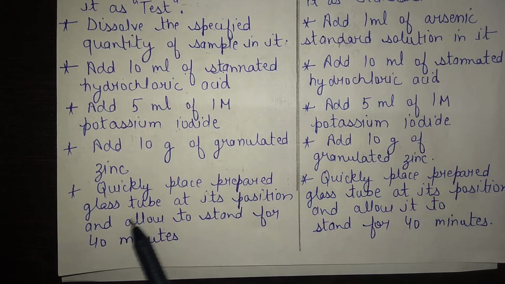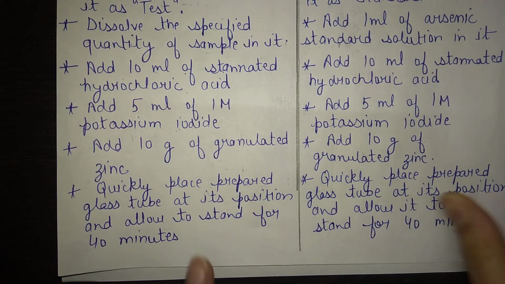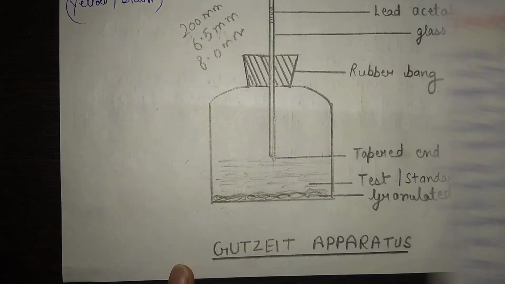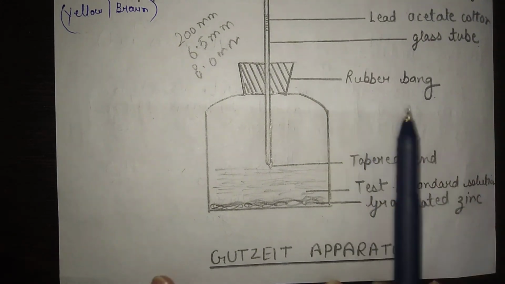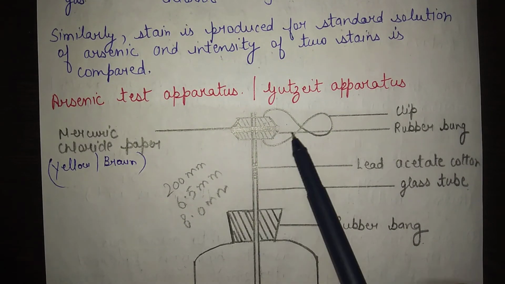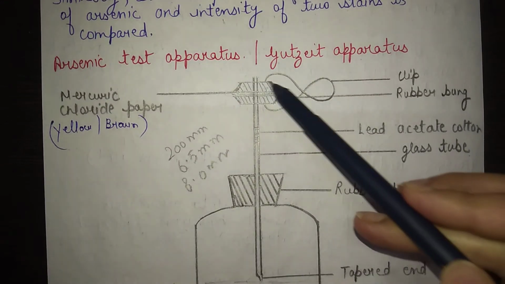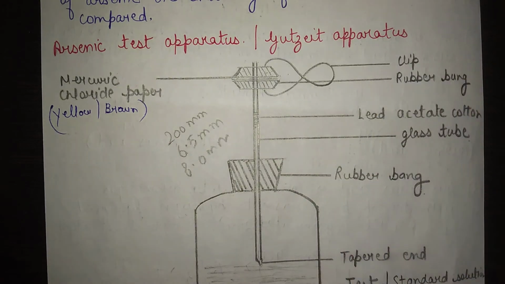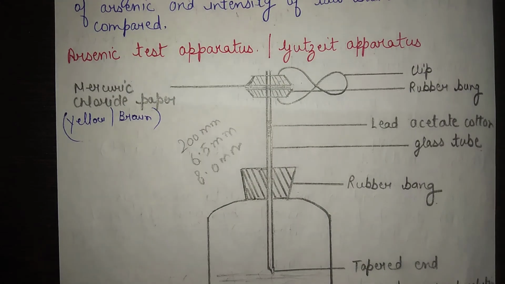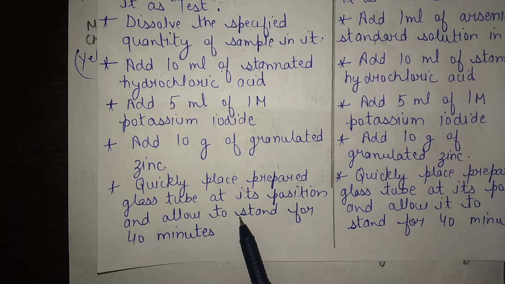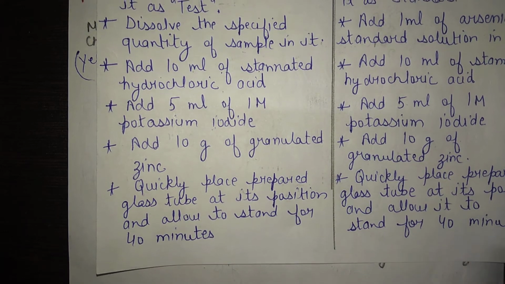Quickly place the prepared glass tube at its position and allow it to stand for 40 minutes. So here, after performing all these steps, we will place our prepared glass tube. Prepared glass tube means the glass tube which contains the lead acetate cotton as well as the mercury chloride paper fixed on it. We will place this through the rubber bung, and finally our apparatus will be complete. Then we will allow it to stand for 40 minutes for the reactions to take place.